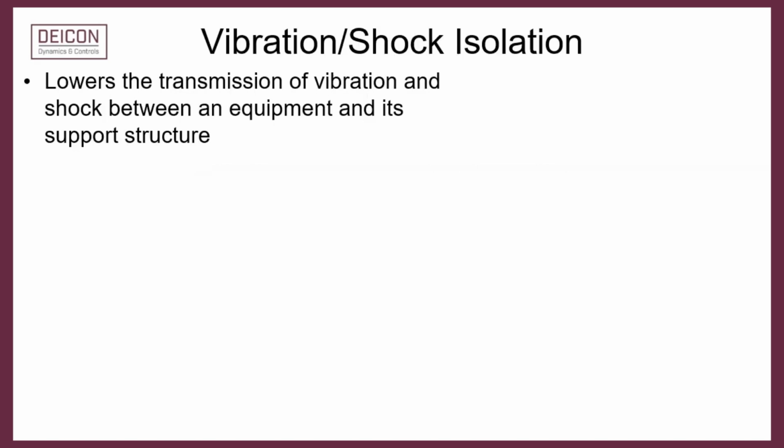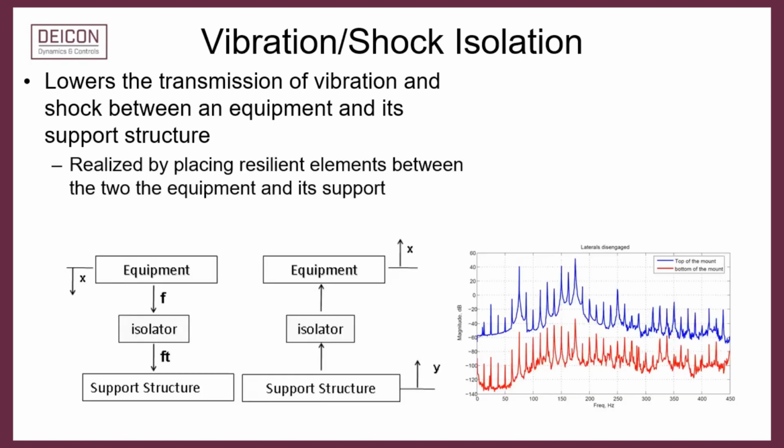The reason for vibration and shock isolation is to isolate a support structure from the vibration of an equipment installed on that structure, or isolate the equipment itself from the possible vibration and shock of the support structure. This is done by placing an isolator, which is some sort of a resilient device, between the two objects.